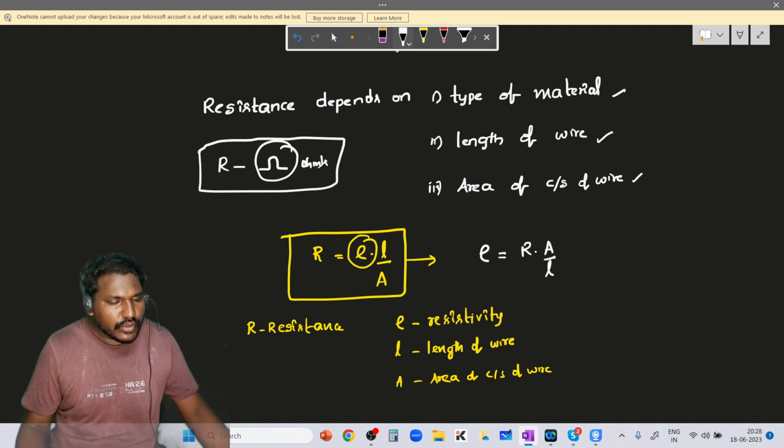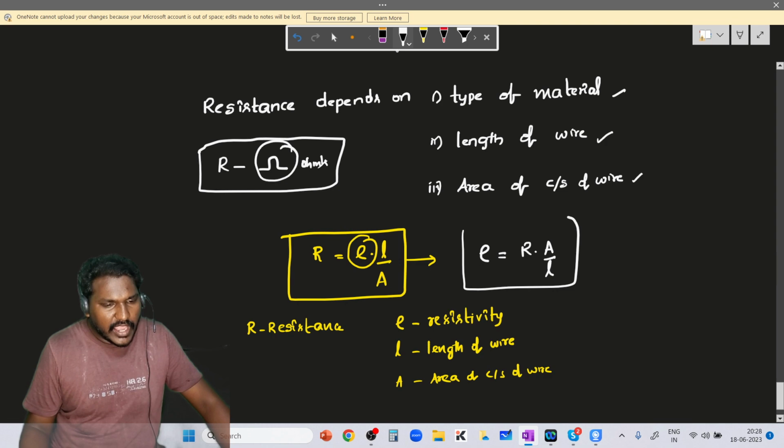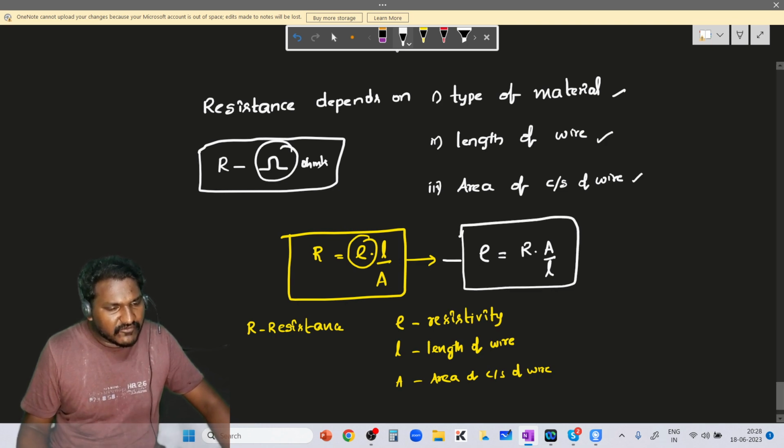Now we will try to find the unit of this resistivity. I hope you got the same formula for resistivity: rho is equal to R into A by L, right? Now what is the unit for resistance?